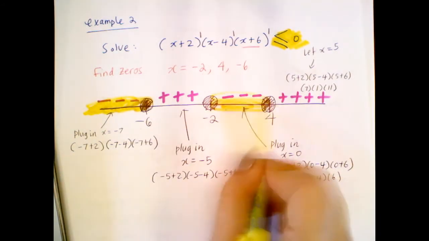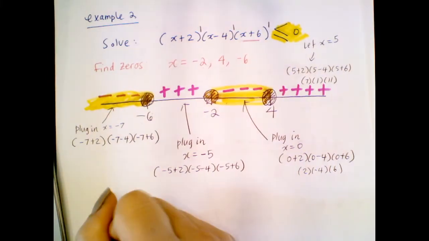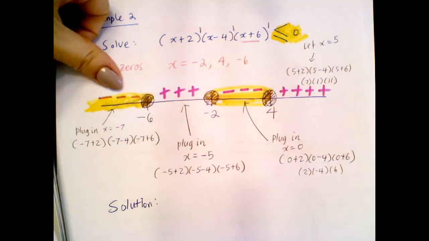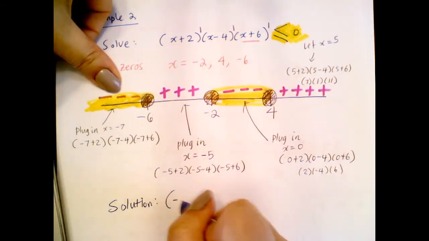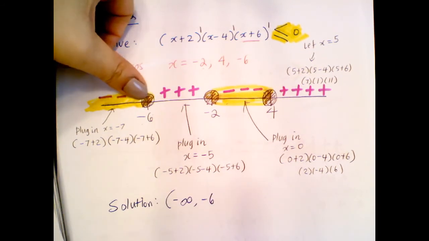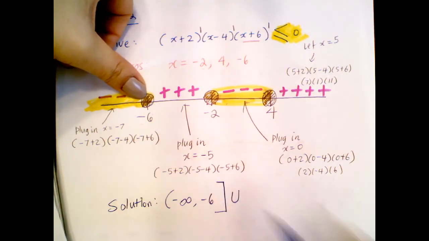And another negative right there. I am going to write the solution in interval notation now. So the solution, this one right here, what's that going to be? From negative infinity to negative 6. But after negative 6, you see that's a closed circle. Draw a bracket. Union. Skip this one.